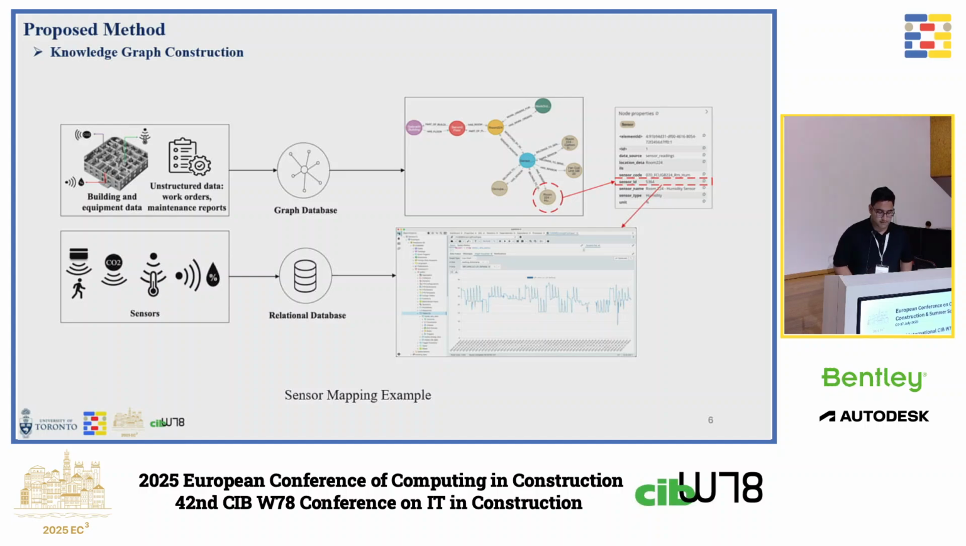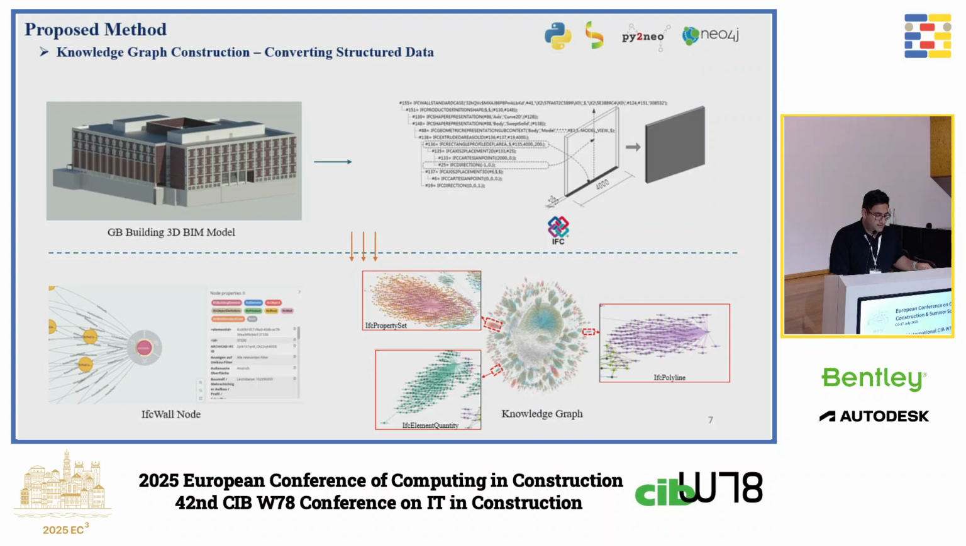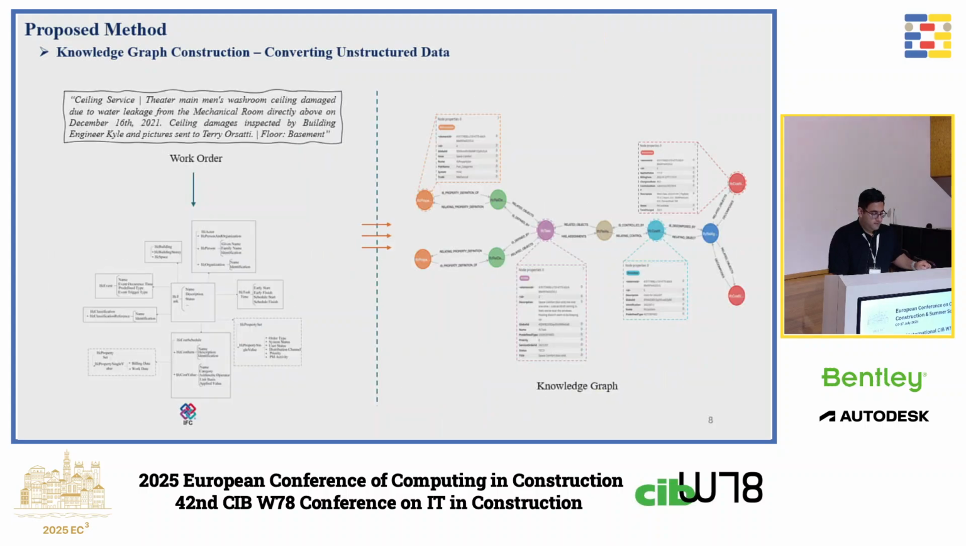Using these references, it could refer to the relational database. And this is another example. In the upper picture, you can see that this sensor, for example, is installed in this room, and you have the reference to the readings of that sensor in the relational database, so you can read that. In more detail, this is the way that we converted the BIM model to the knowledge graph. On the left, you can see an example of the IFC wall node. And for the work orders, again, we use the IFC schema because everybody knows it, but it's not limited to the IFC schema.